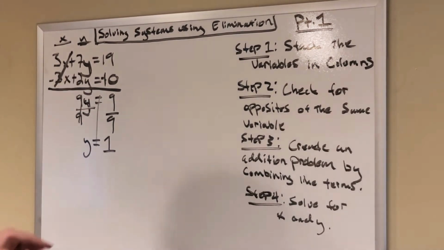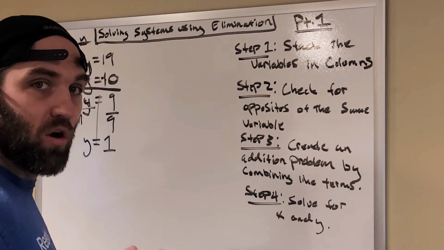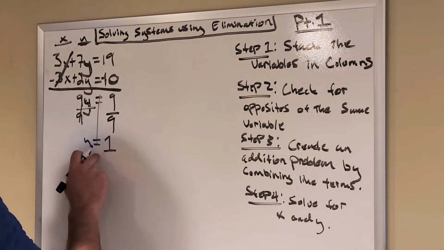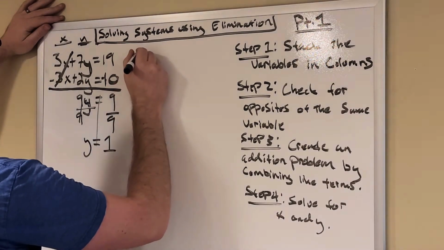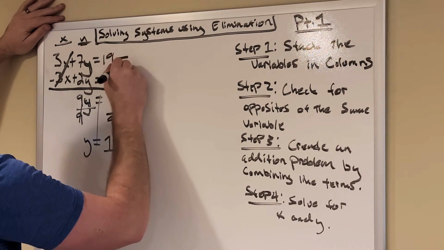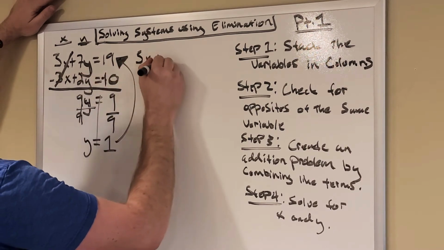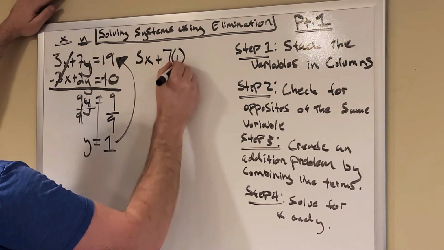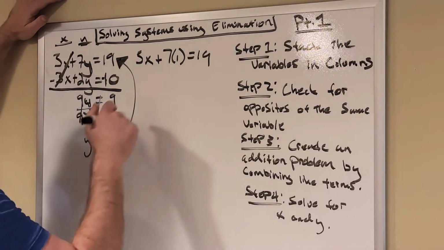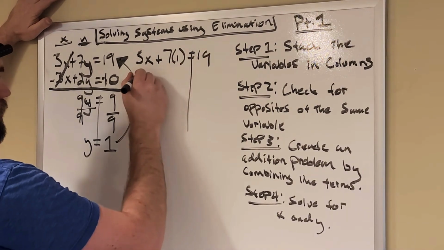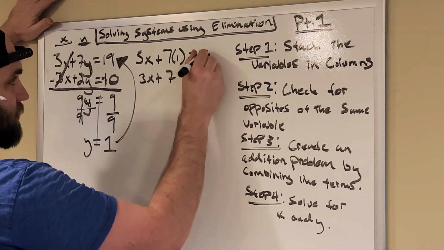Great. Just about done. As we did with substitution, we're going to plug this back into one of the equations and solve for the other variable. So I'm going to plug in my 1 for y, and I'm going to plug it into the top equation. So I have 3x plus 7 times 1 equals 19. All right, and I solve this just the same way I did earlier. So 3x plus 7, because 7 times 1 is 7, equals 19.